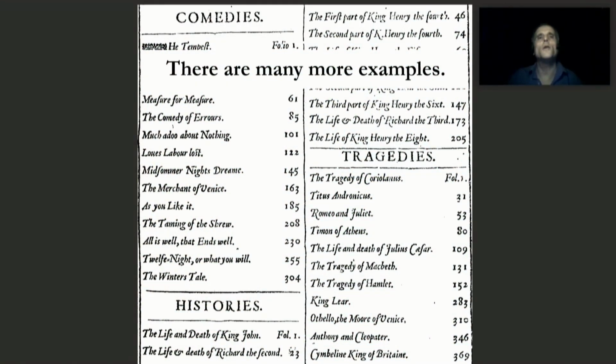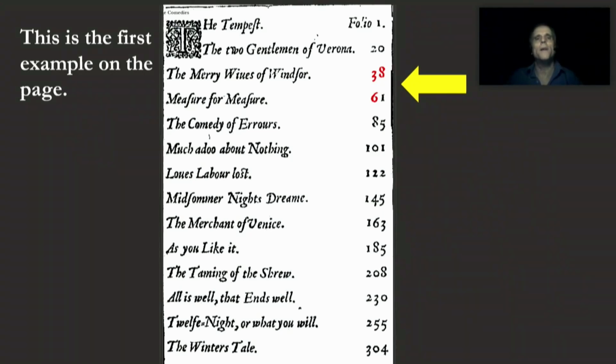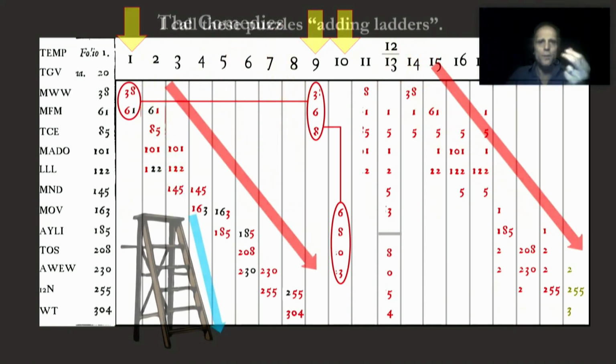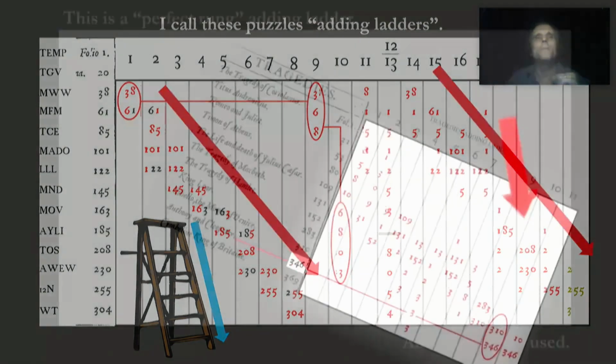I discovered there are many more examples on the page. This is the first one on the page, the Merry Wives, Measure for Measure clue we just saw. Here is a chart of the comedy's clues. The permutations beneath the arrows share the same 3 digits, 3, 6, and 8, for another example of tria sunt omnia. I call these puzzles adding ladders because as you solve them, you go down the page like rungs on a ladder until you reach the bottom of the page.